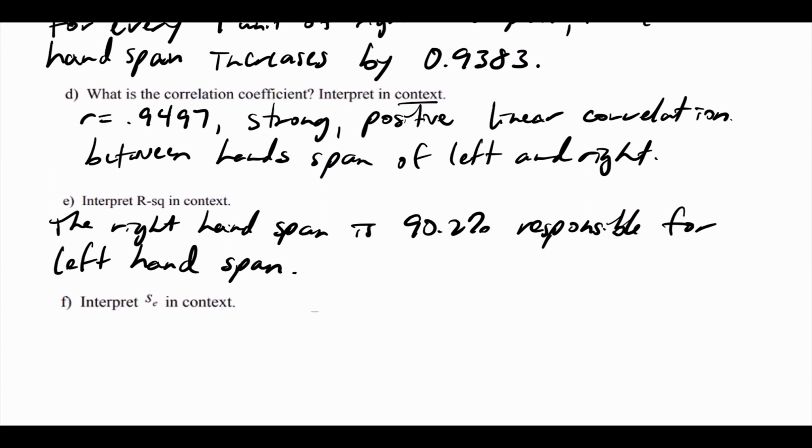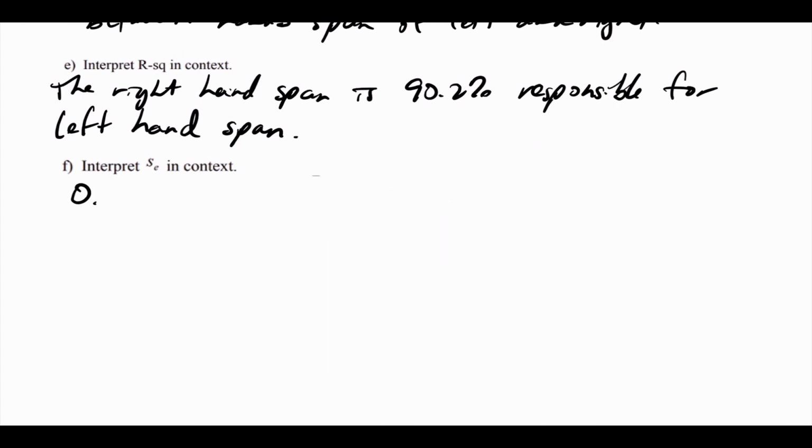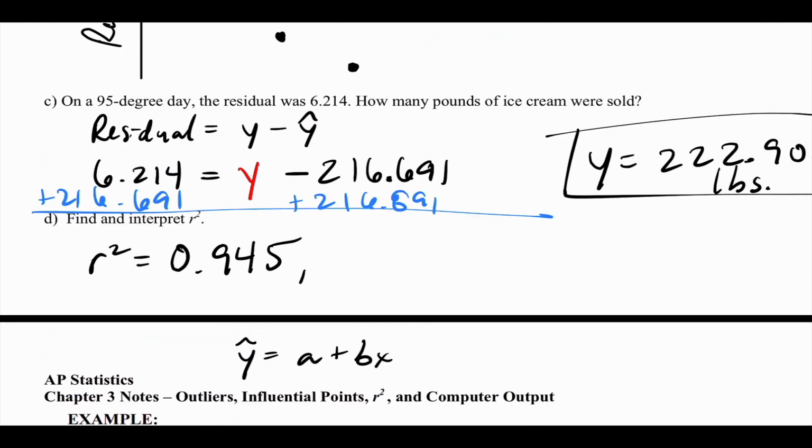Okay. Last thing, standard deviation. Sometimes it's called S sub E, sometimes it's just called S. They're both the same thing. So this number here, 0.6386. We have a sentence frame for that. This chapter is big on sentence frames because there's a lot of stuff you have to interpret. That's why I put sentence frames in here.